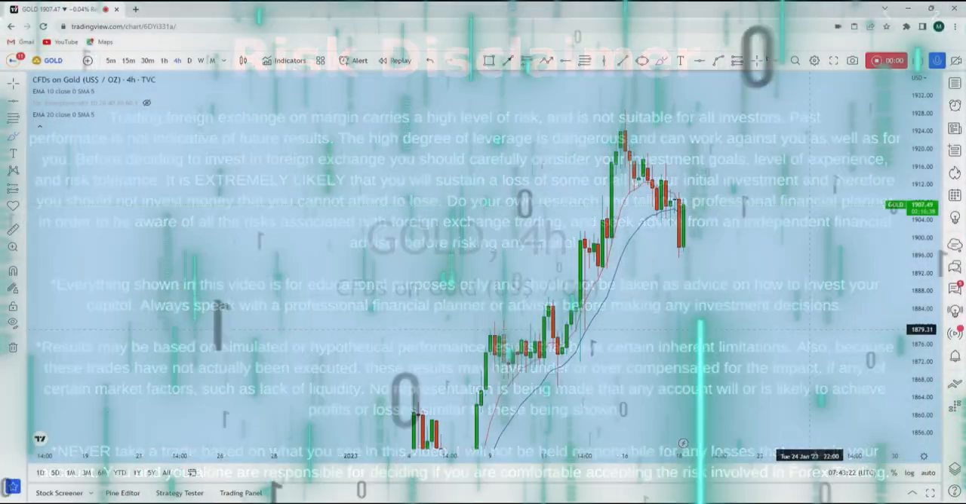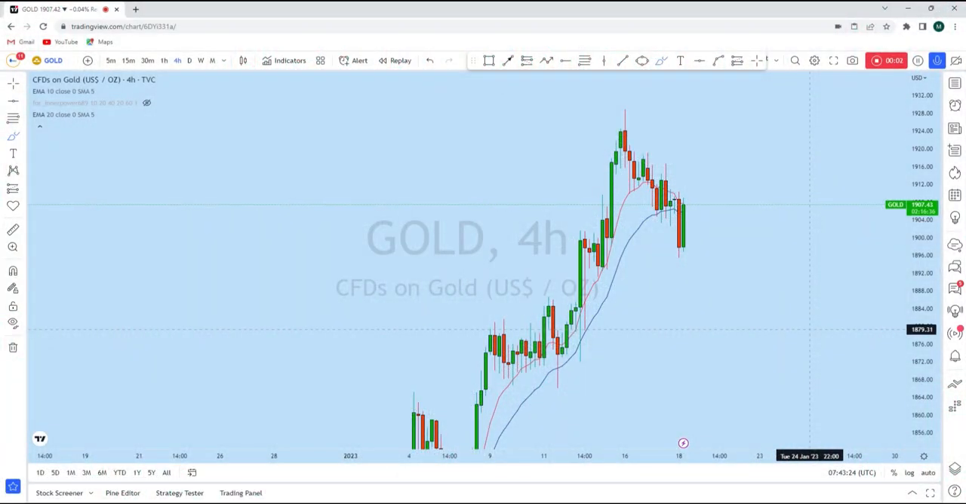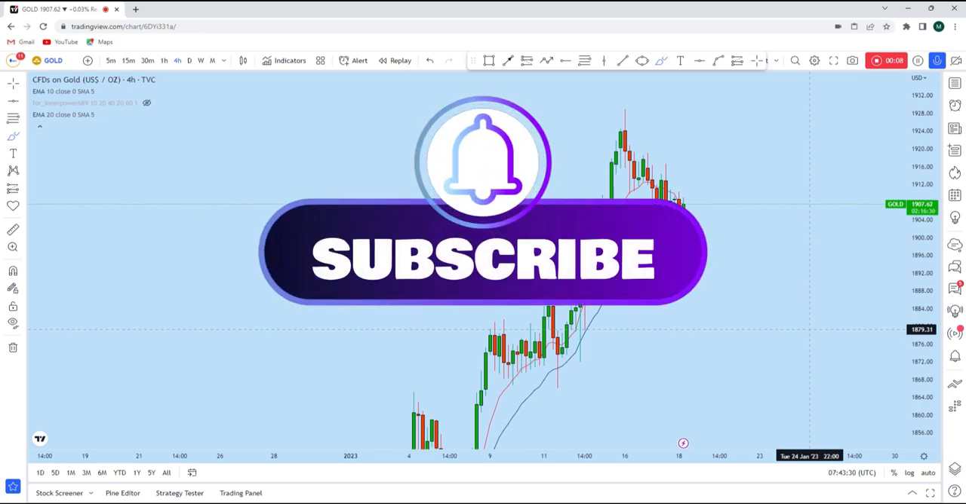What's up, traders? So let's do a complete multi-time frame analysis on gold. Let's see what kind of trading opportunity we currently have in this instrument. Gold, as you can see on the lower time frame, is giving us a significant trading opportunity.